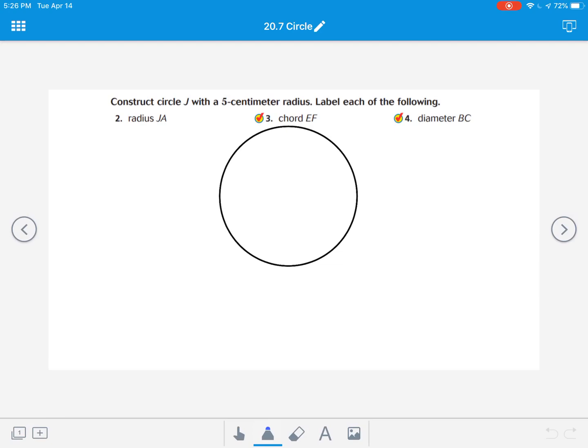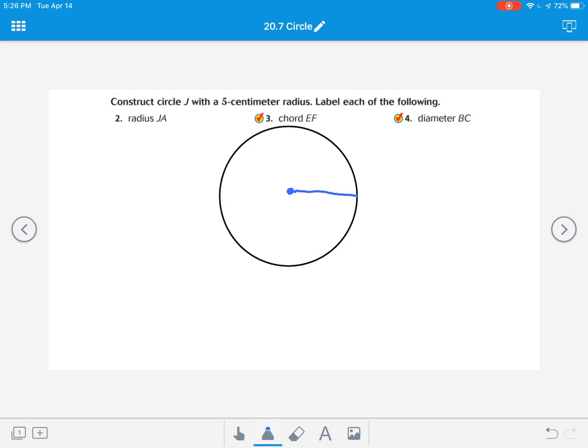All right, so we have a circle here that I have drawn. Go ahead and draw a circle out on your page. If you want to try using a compass, if you have one, try drawing out one that has a 5 centimeter radius. If you don't have one, then just draw a circle. And what we're going to do is we're going to label it. So draw a dot in the middle for the center.